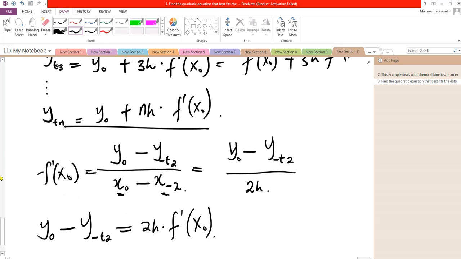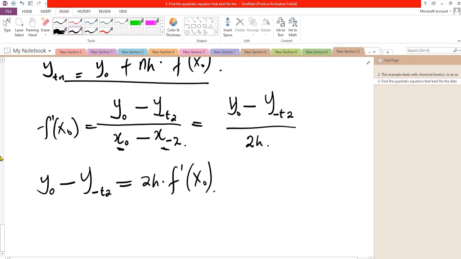So now to isolate this, we'll add minus y0 to both sides.